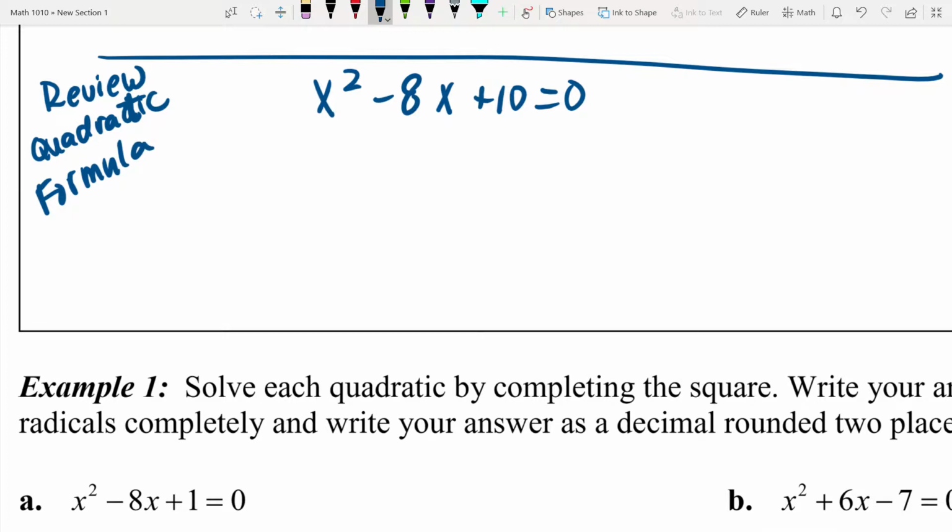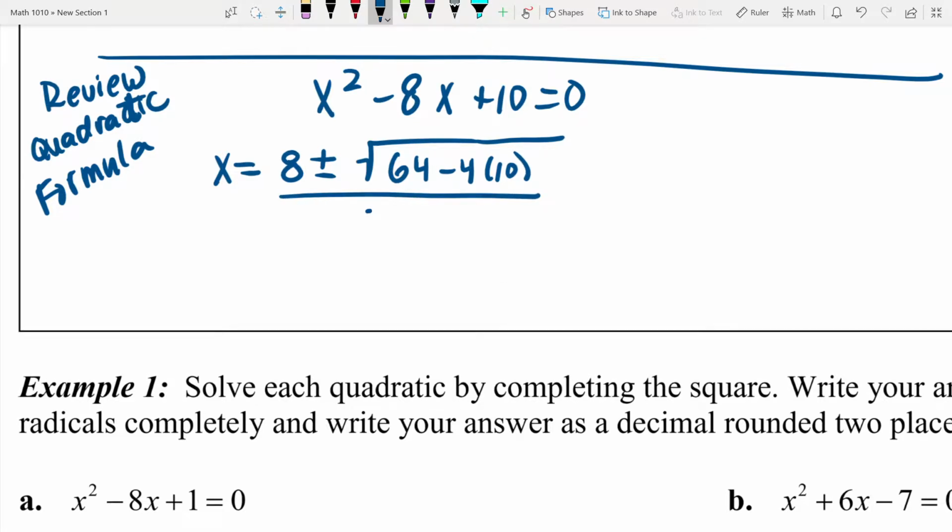If I was using the quadratic formula, I would have x equals, b is negative 8, so negative b is a positive 8, plus or minus the square root of negative 8 squared. Remember, I never want you to write it like that because you're going to mess up. So just write down what negative 8 squared is, which is 64, minus 4 times a, which is 1, times c, which is 10, all over 2 times a, that's 2 times 1, which is 2.